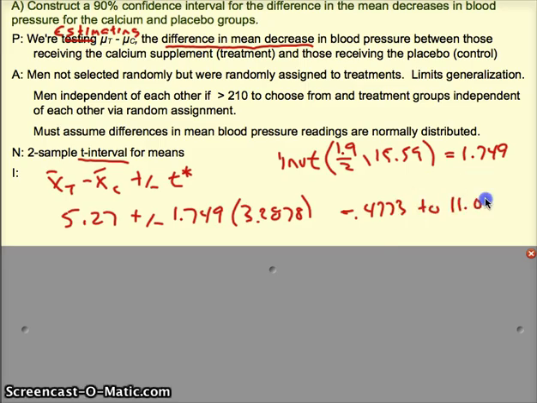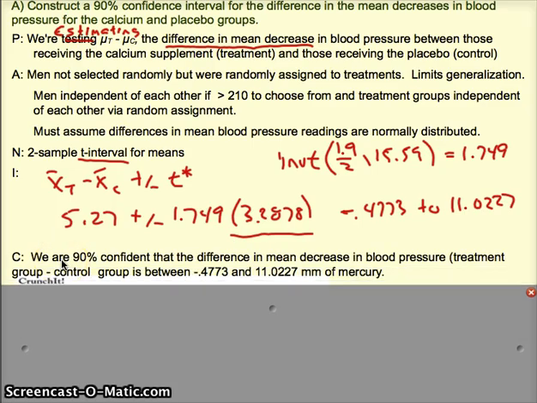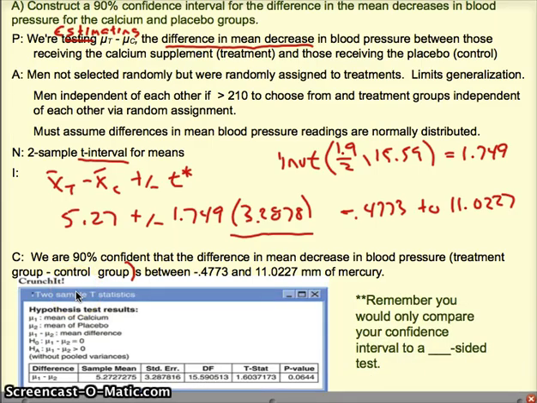11.0227. In this case, you really have to do this by hand because there's not an easy way to put this into your calculator without having the detail for standard error. Then we can write a conclusion here. We're 90% confident the difference in mean decrease in blood pressure, pointing out how we're subtracting treatment group minus control group, is between negative 0.4773 and 11.0227 millimeters of mercury.